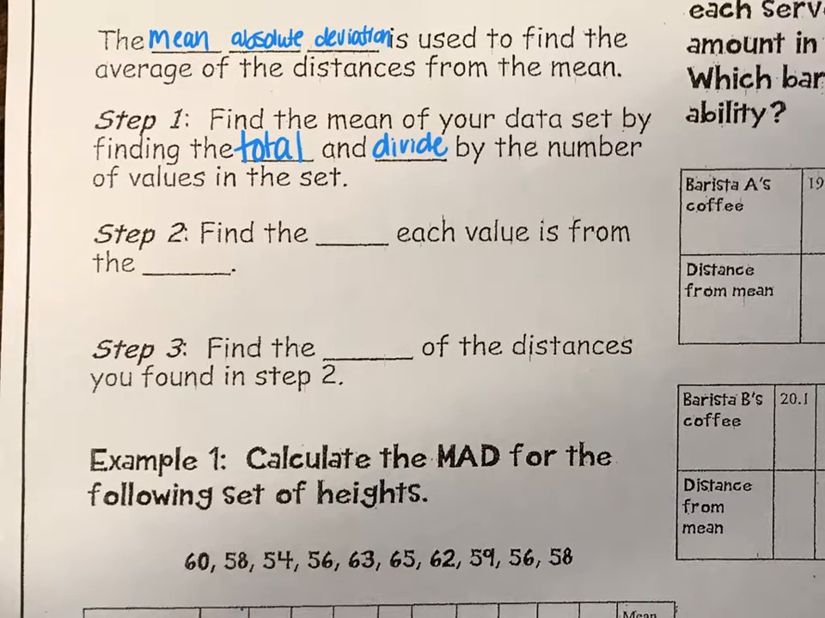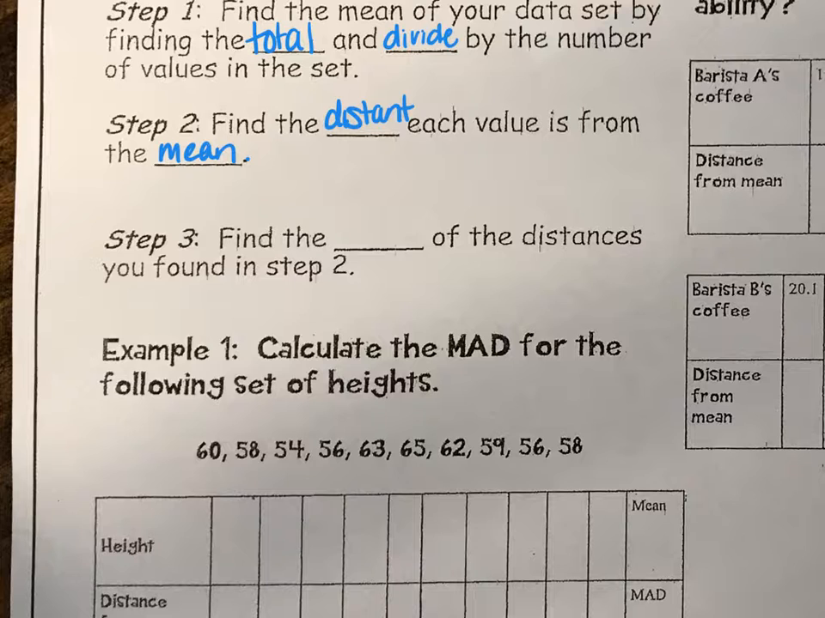Step two, find the distance each value is from the mean. Now you're going to find the what? The distance, or really the difference, but we'll go with distance. Each value is from the mean, okay? And then step three, you're going to find the mean of the distances you found in step two. Okay. So we filled in all the blanks.